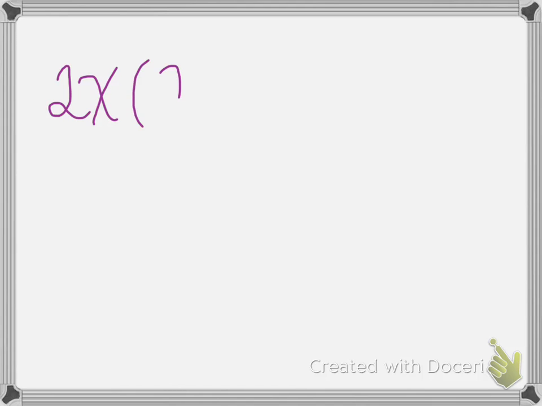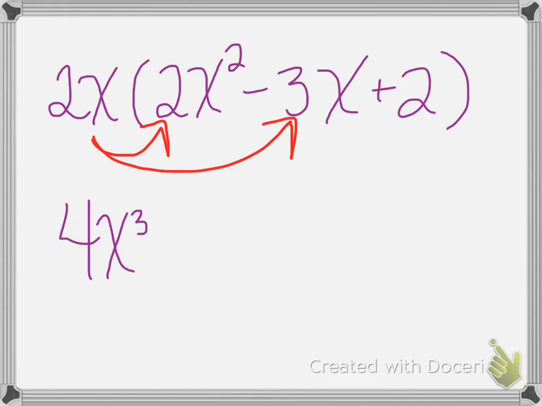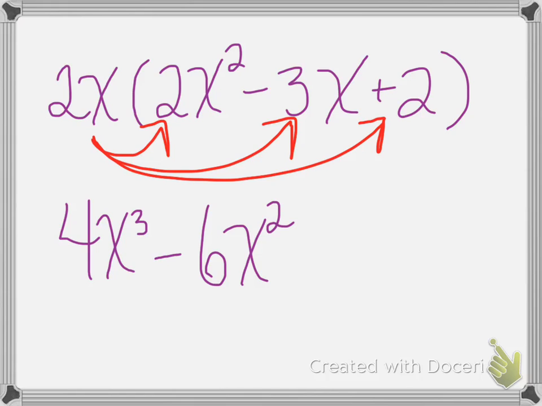Let's try another one. We have 2x now times 2x squared minus 3x plus 2. So now it's not just the 2 you're working through the brackets, it's the x as well. So we're going to be adding those exponents. Remember, if there's not an exponent there, there's always an imaginary one. So 2x times 2x squared will give you 4x cubed. 2x times a negative 3x is going to give you negative 6x squared. And then 2x times 2 is going to give you a positive 4x.